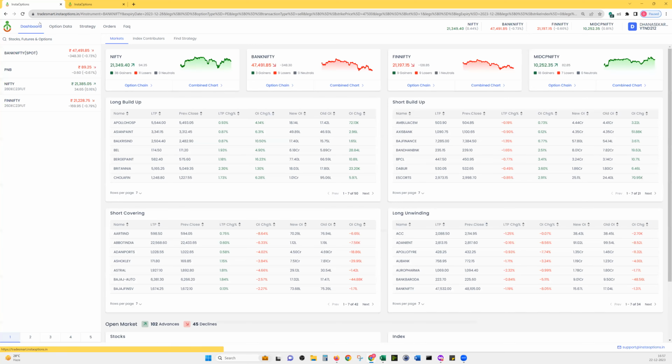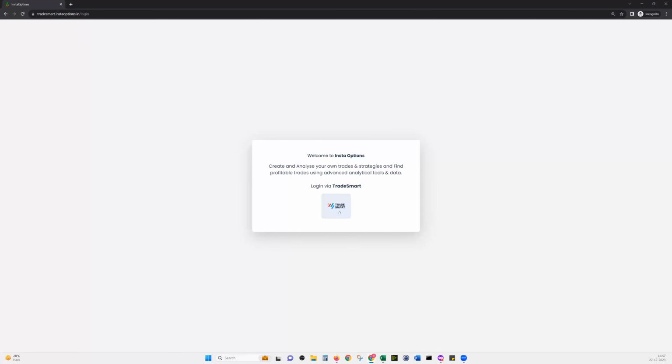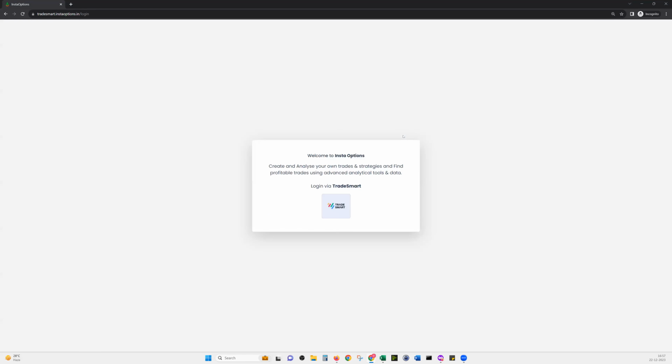Okay, that's super. And how to get login yourself? It's going to be very, very simple. I just posted the link in the chat box, tradesmart.instaoptions.in. Over here, you can click on TradeSmart, and then put your client ID and password and then sign up. Okay, that's good, so just done with it.